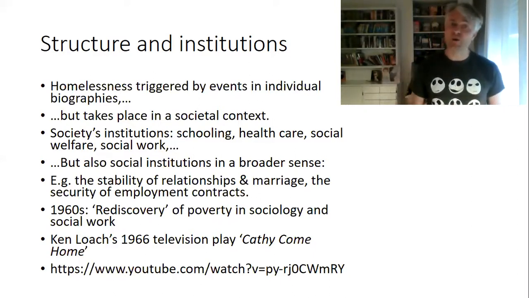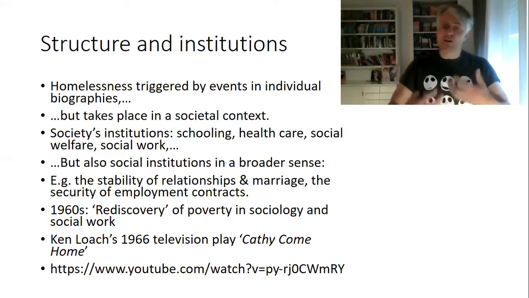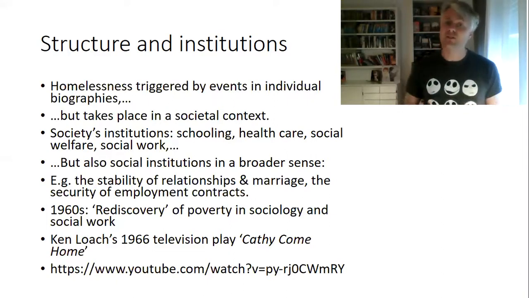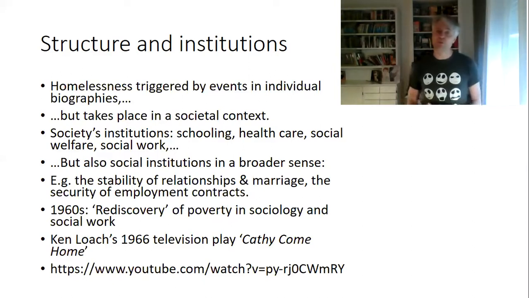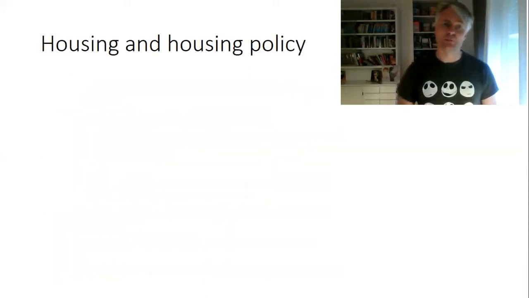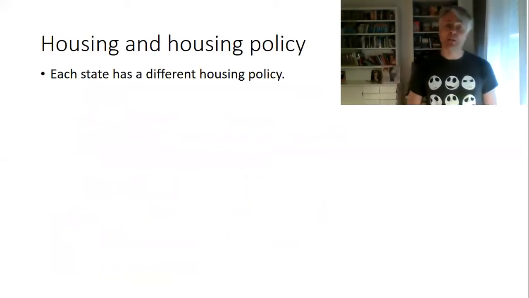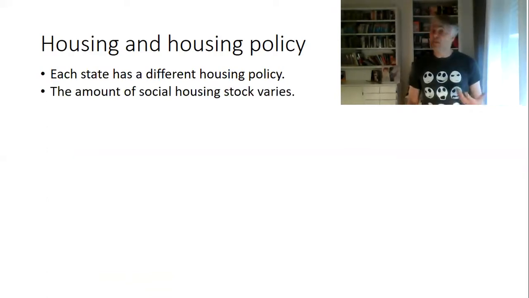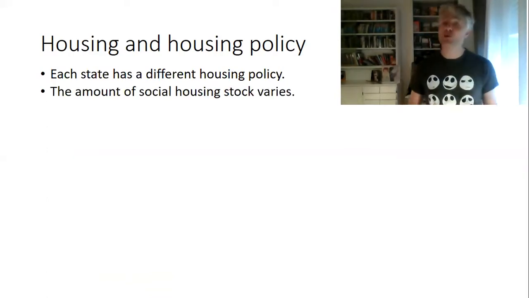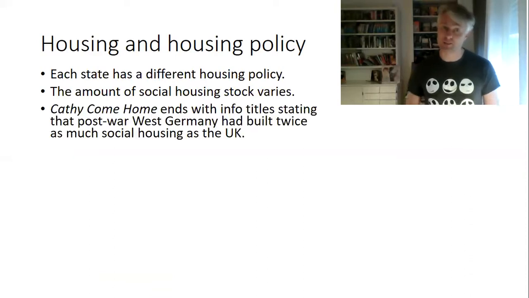Homelessness charities were founded around that time. So there really was a kind of public discourse for the first time. And we were first beginning to learn how our social institutions can be responsible for the problem of homelessness. An obvious example of this is housing and housing policy. Each state, each nation has a different housing policy. The amount of housing stock, the amount of social housing stock, varies from place to place.